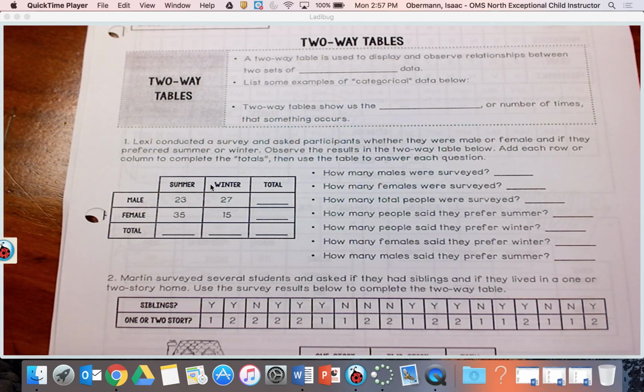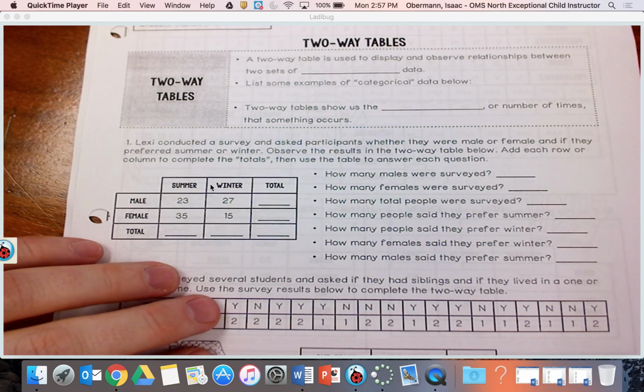Video lesson here for two-way tables. This is our last part on our scatter plots. We're going to be talking about what a two-way table is and what it involves to be able to solve a two-way table.